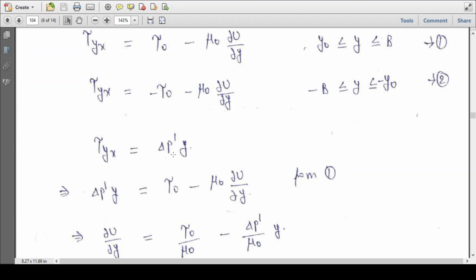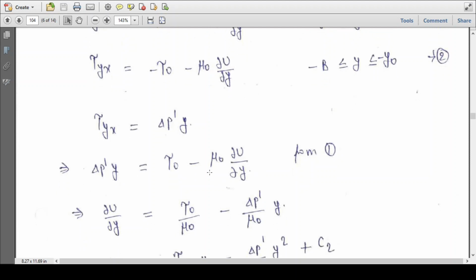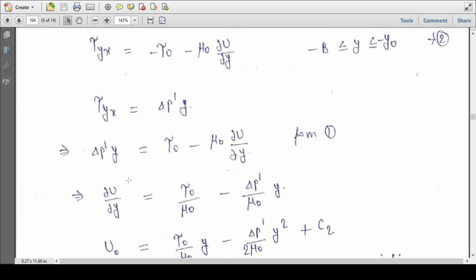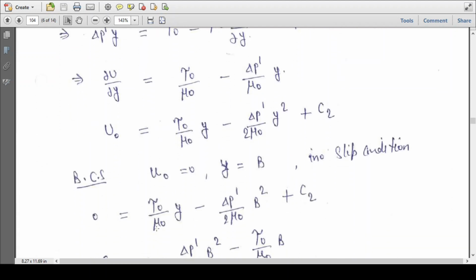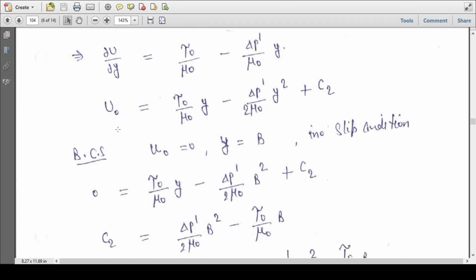Now from here we can write delta p dash, substituting the expression of tau yx: tau yx is tau naught minus mu naught del u upon del y from equation number 1. From here we get del u upon del y equal to tau naught upon mu naught minus delta p dash upon mu naught into y. We can integrate this, and we get u naught equal to tau naught upon mu naught y minus delta p dash upon 2 mu naught y square plus c2.